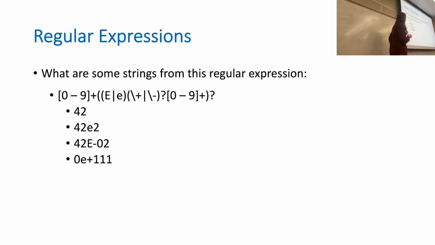This is just some goofy exponentiation, right? Optional, either capital or lowercase e, plus or minus, right? And then 0 through 9. So just 42, 42e2, 42e-02. And it's just a weird, goofy way of writing exponentiation. And see what I mean about how this can get out of control fast?